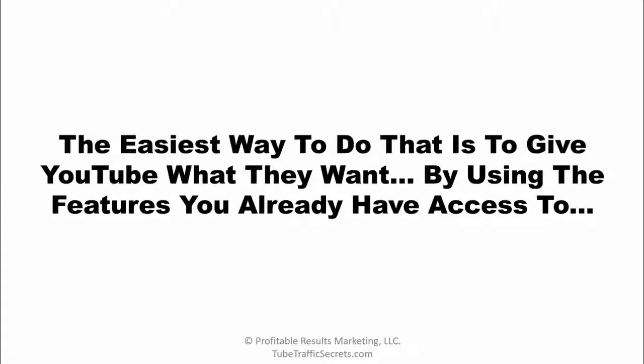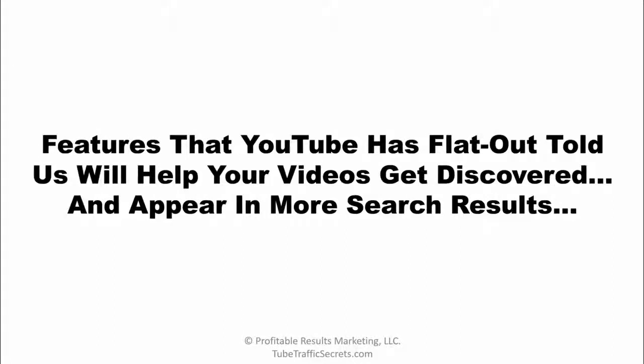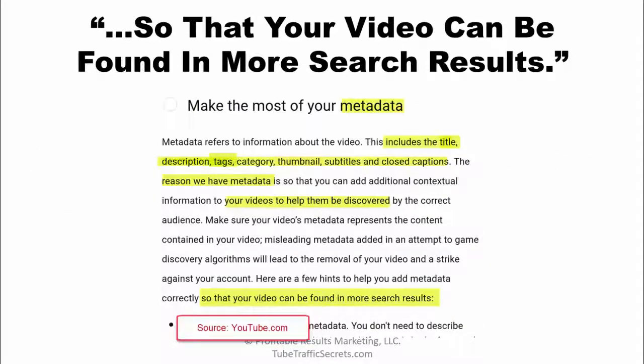And the easiest way to do that is to give YouTube what they want by using the features that you already have access to. Features that YouTube has flat out told us will help your videos get discovered and appear in more search results. Here is a direct quote from YouTube. Metadata refers to information about the video. This includes the title, description, tags, category, thumbnail, subtitles, and closed captions. The reason that we have metadata is so that you can add additional contextual information to your videos to help them be discovered, so that your video can be found in more search results. That is exactly what YouTube is telling us.